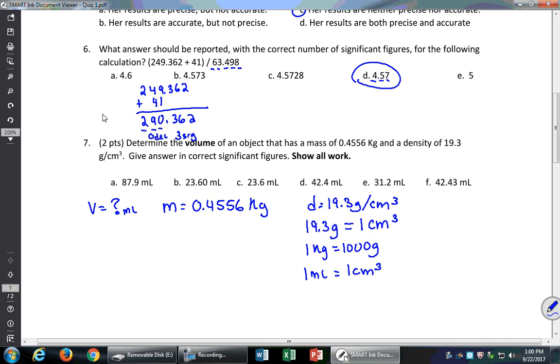So we can set that up. We can take our kilograms, and we have a way to convert that to grams. Then our density allows us to convert our grams to volume, which is centimeters cubed. And then we can figure out our milliliters from there. I'm starting with my known mass. That's not a 0. Sorry.